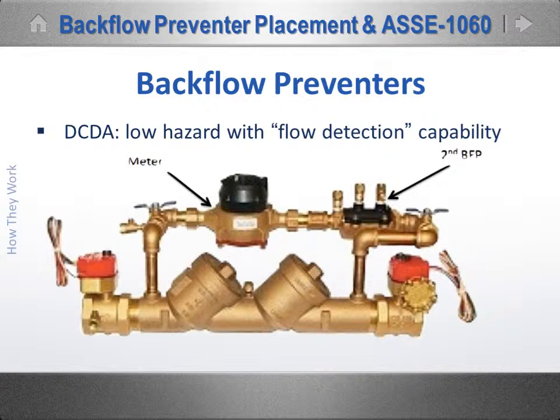you can see that it's a much smaller set of pipes that come across that double check assembly, and the meter piggybacks right over the top of it. The purpose is not to necessarily measure the flow, but to simply indicate flow and to detect leaks.